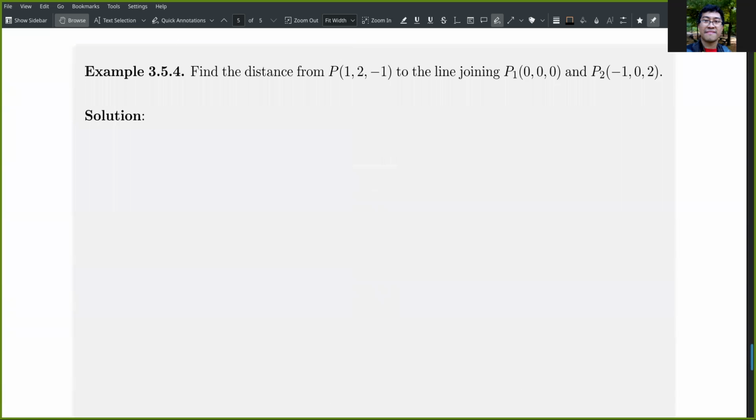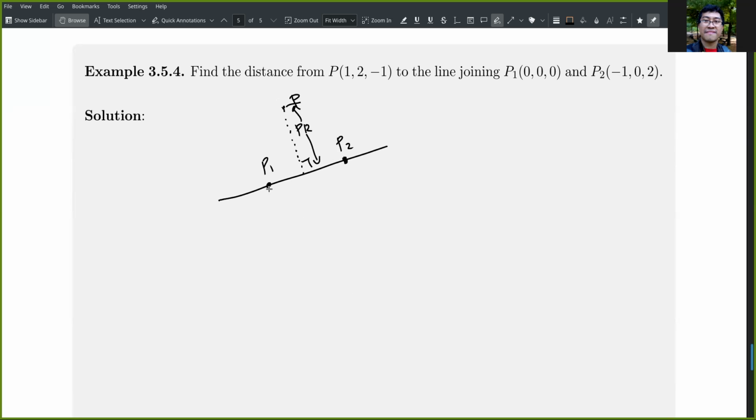Final example, find the distance from (1, 2, -1) to the line joining P1 and P2. Suppose, let's say this is not to scale. This is randomly set, it's just a random direction. So let's say this is P1 and P2, and this is P. We want to get this distance. Let's call this distance PR.